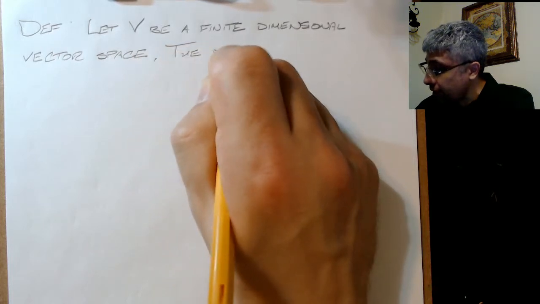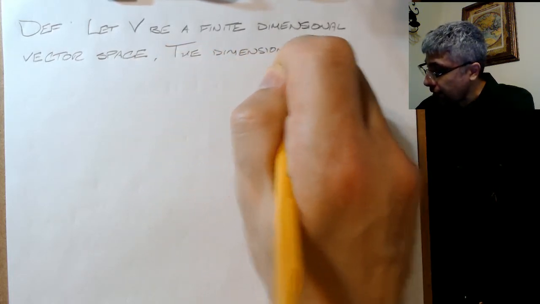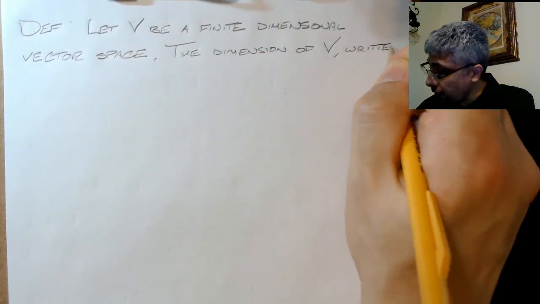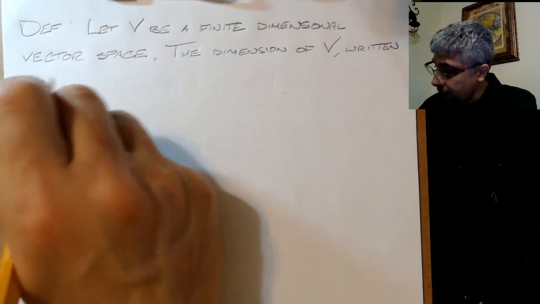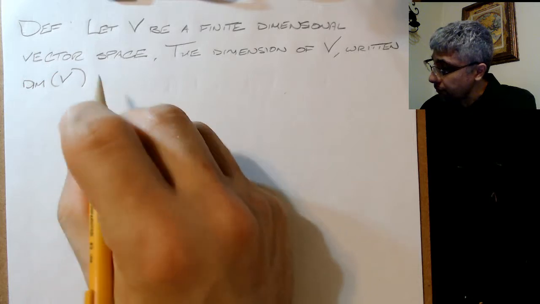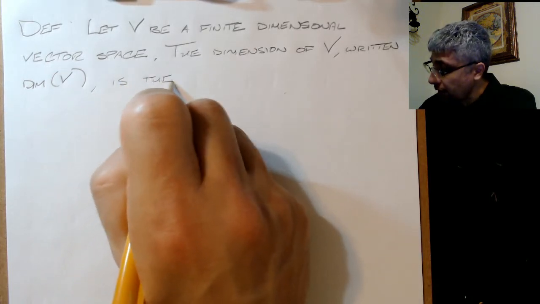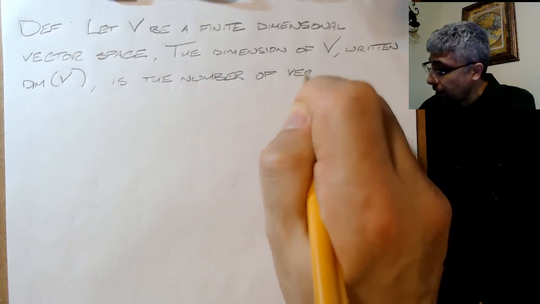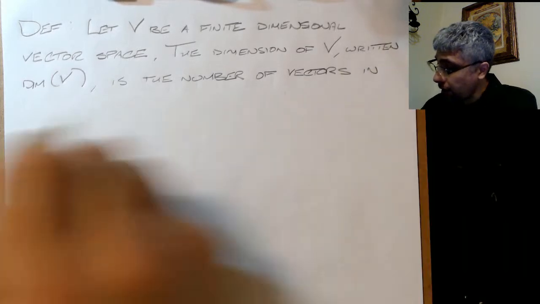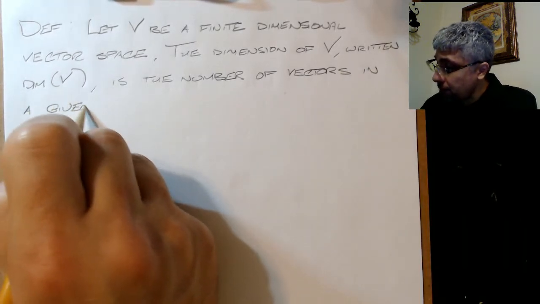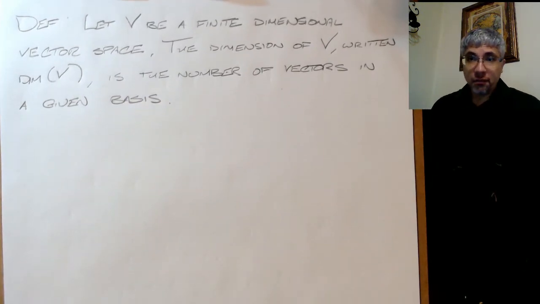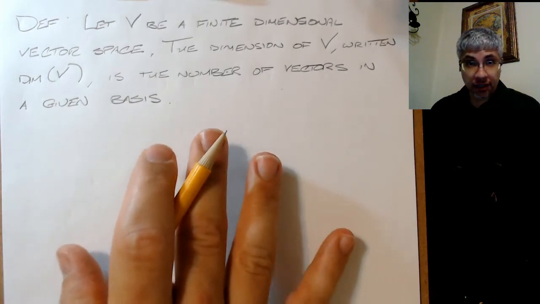The dimension of V, written as dim V, is the number of vectors in a given basis. Okay, we know that any basis has the same number of vectors, so this is a well-defined definition.